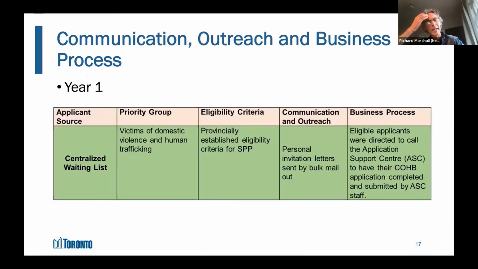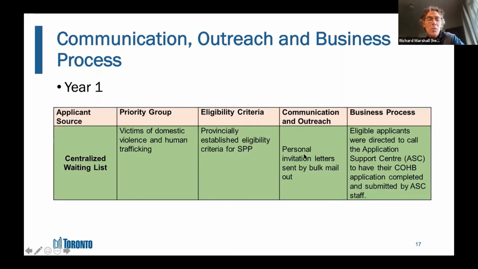Okay, so the communication outreach and the business process for year 1 was a little different than year 2. So I'm just going to outline it here. So the source of applicants is the centralized waiting list. That's where the applicants came from, this priority group, victims of domestic violence and human trafficking. And the eligibility criteria, as I mentioned, were the provincially established eligibility criteria for SPP.